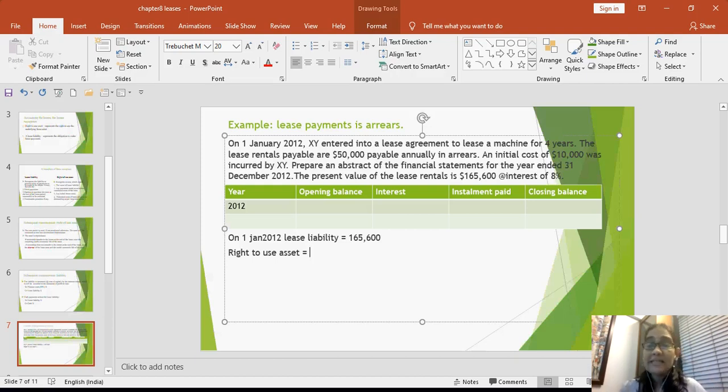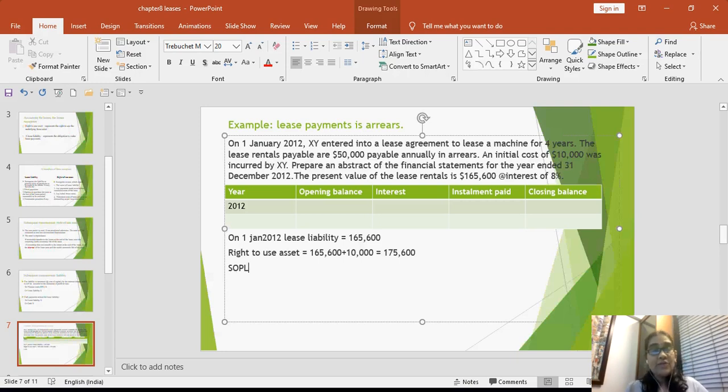and you will recognize a right of use asset which will be equal to the lease liability plus any additional expenses that are incurred. So in this case, the additional expense is 10,000. So we will add 1,65,600 plus 10,000. So you will recognize an asset of 1,75,600, right?